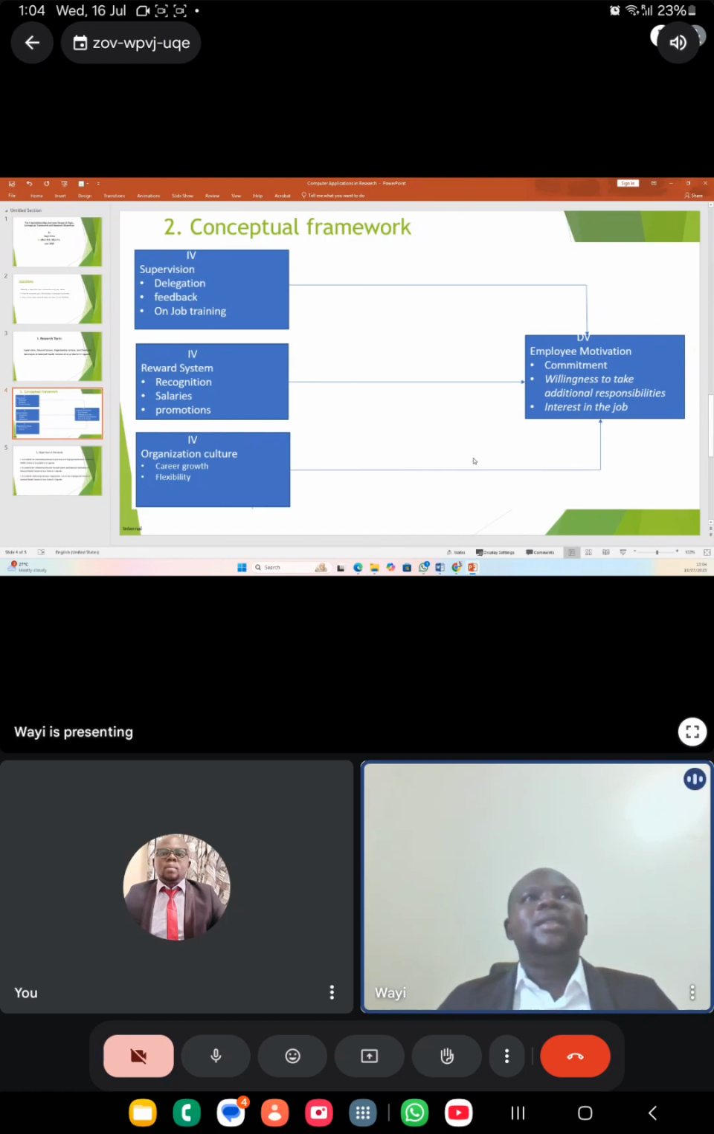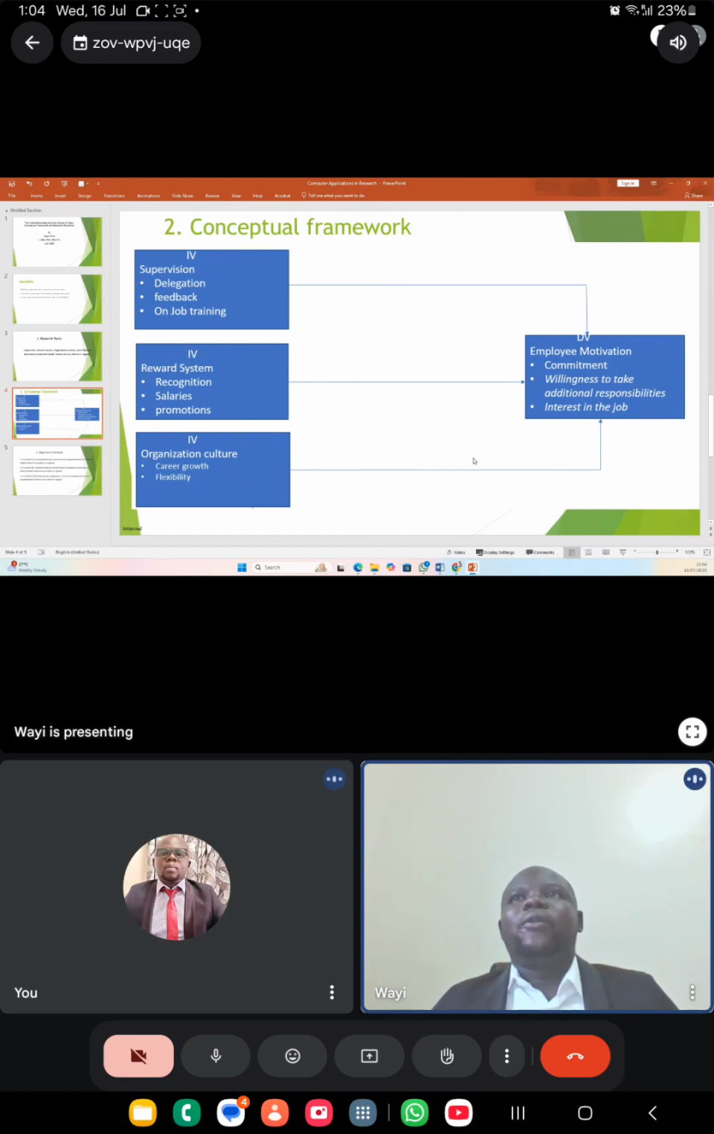We find that these three that we see on our left are called the IV, or independent variables. And then we have the right hand side, which has our dependent variable. Our dependent variable in this case is employee motivation, whose constructs are commitment, willingness to take additional tasks, and interest in the job.